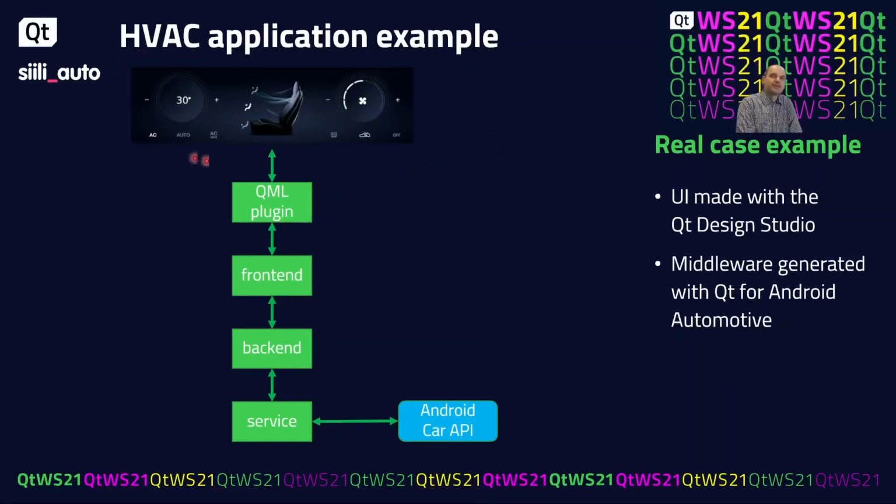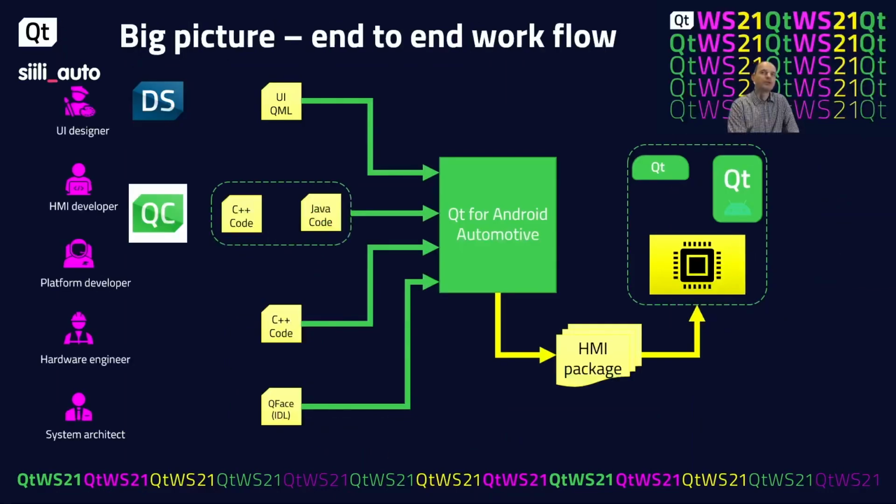The QML plugin and frontend expose the feature interface to the UI in QML. Then the communication goes through the proper backend to the Java service, which finally makes the calls to the Android Car API. When we put all these pieces into one workflow, then we could see a diagram like this one.